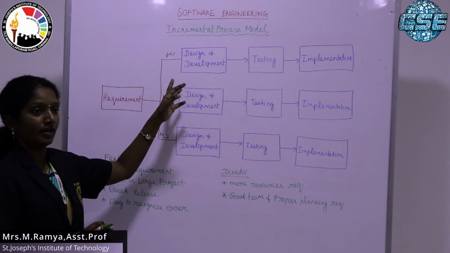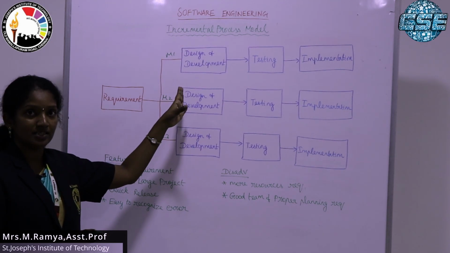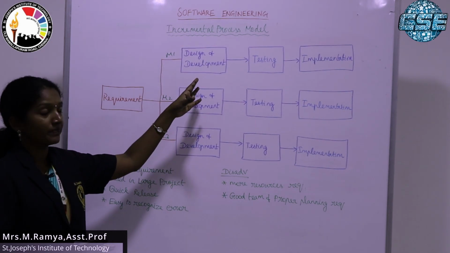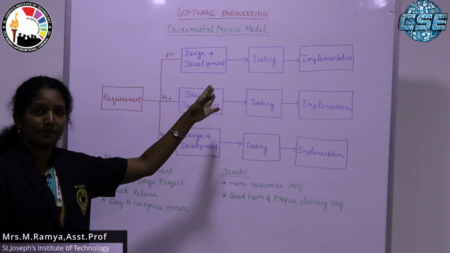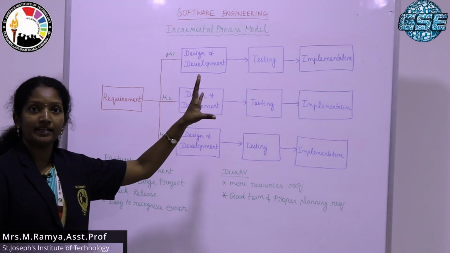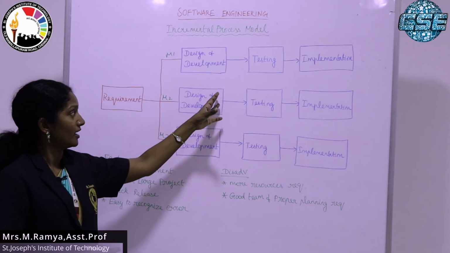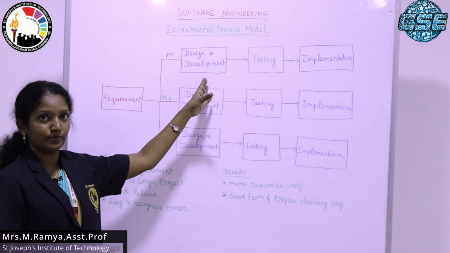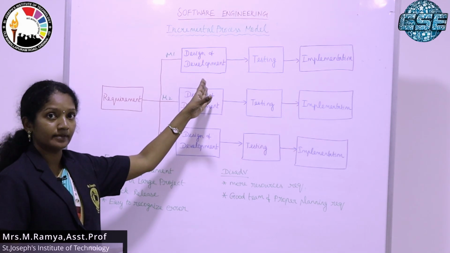In module 1, the first part, what we will be doing is the designing and then development. Designing means we will be creating the diagrammatic format, and after that we are doing the development. So here we are creating the coding.